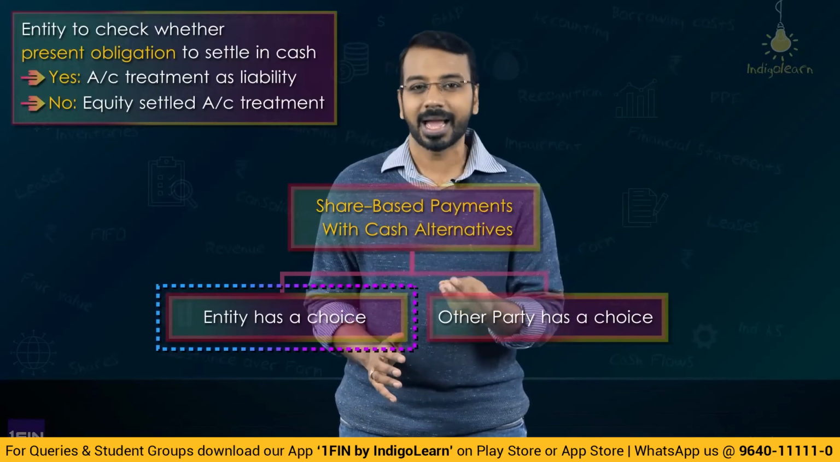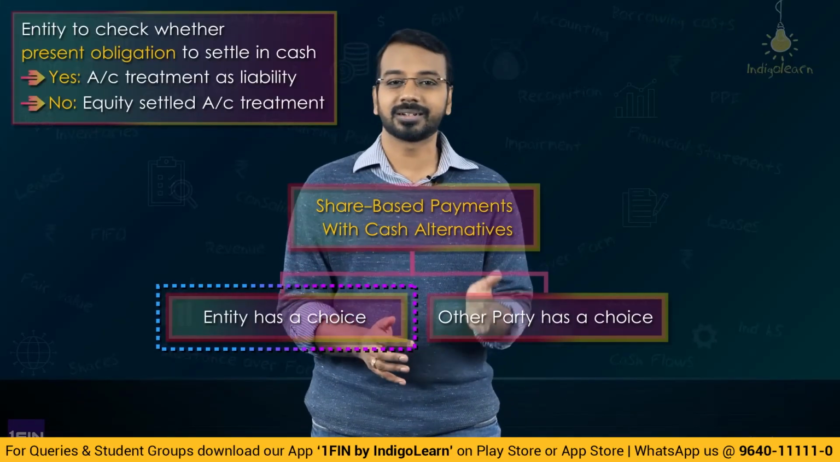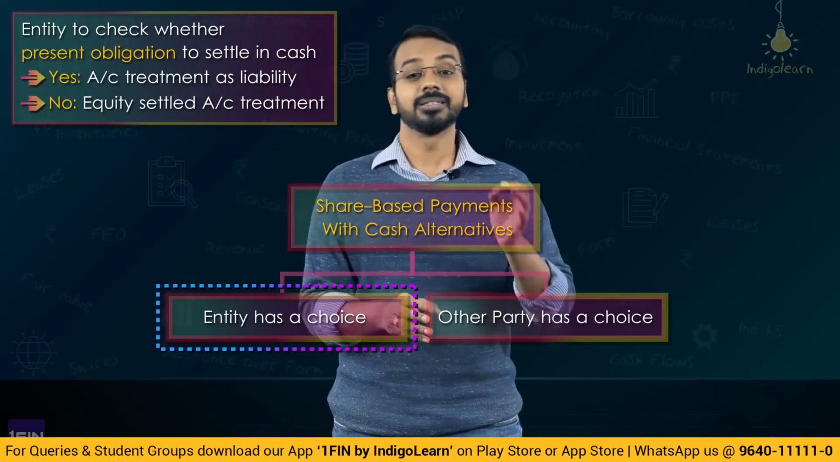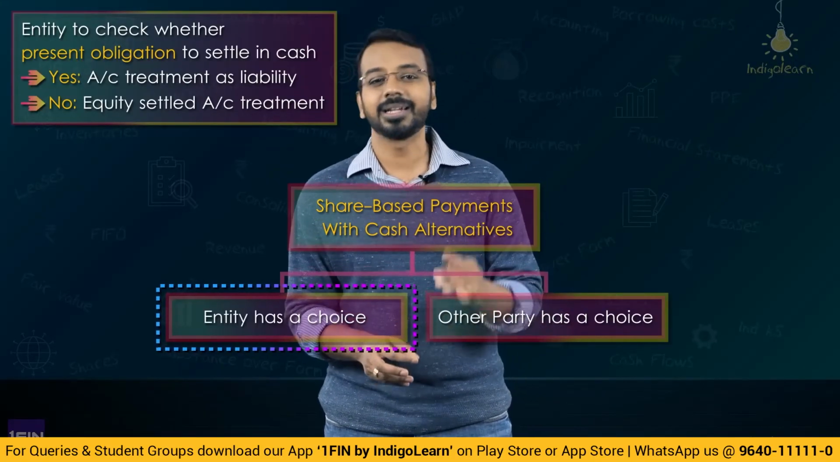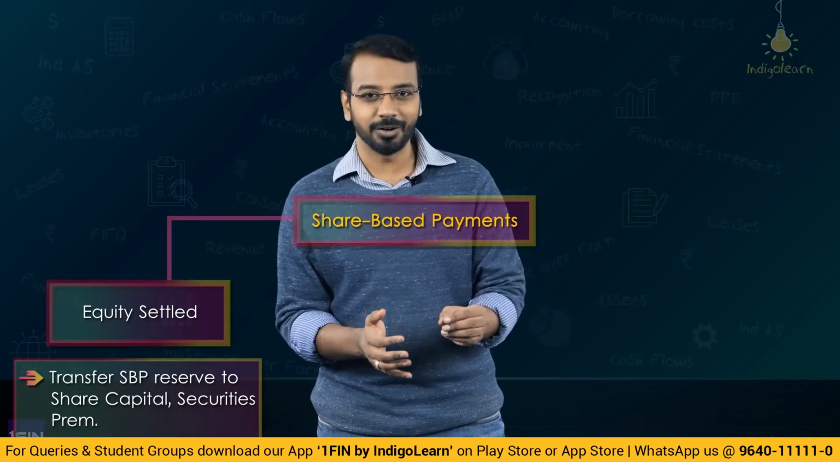If the entity determines that there is no present obligation for cash settlement, then the entity will recognize the transaction as an equity settled transaction, meaning the entity will debit the expenses or asset and credit equity, right? Now on the settlement date, multiple scenarios are possible. The first scenario is, if the transactions are settled in equity, there is nothing much to be done other than transferring the amount from one component of equity to another component of equity. For example, from share based payment reserve, you will transfer that to share capital and securities premium. That is what has to be done if the transaction is ultimately equity settled.